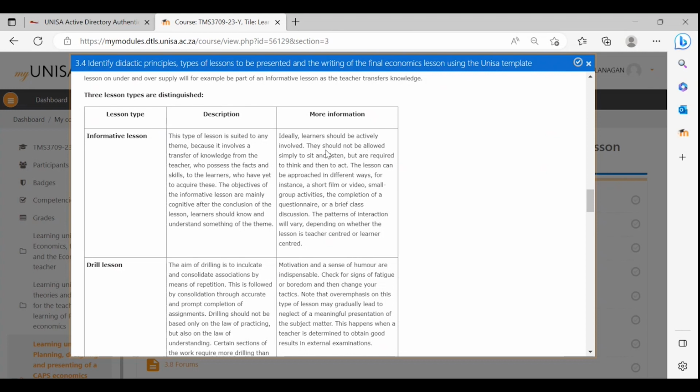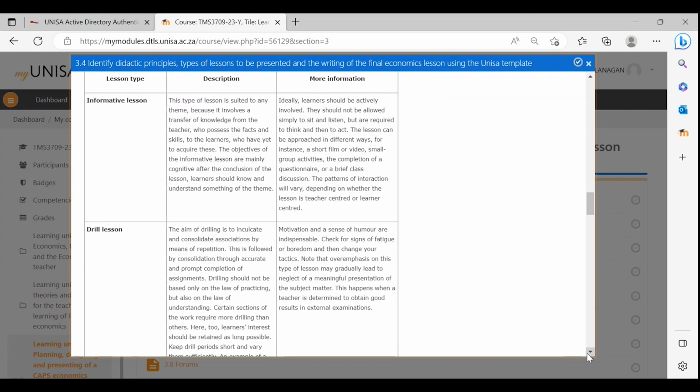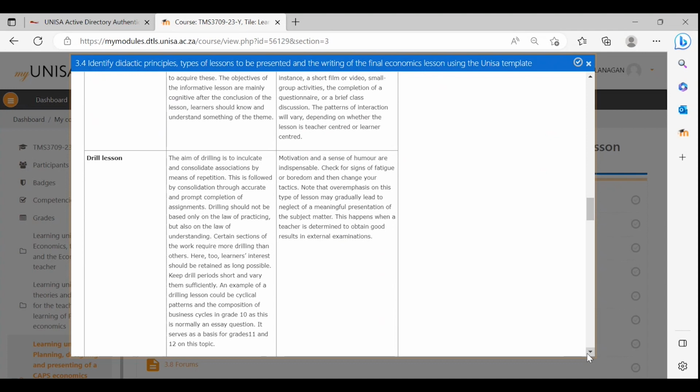And then they say ideally learners should be actively involved. They should not be allowed to simply sit and listen. Then the drill lesson, you normally do this if you are certain that, for example, an essay question is going to be asked in a test or an exam. Drill it with the learners because they do not do it themselves, or very few of them are doing it. The aim of drilling is to inculcate and consolidate associations by means of repetition.